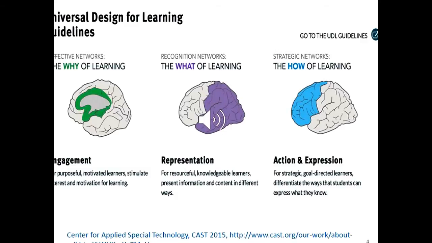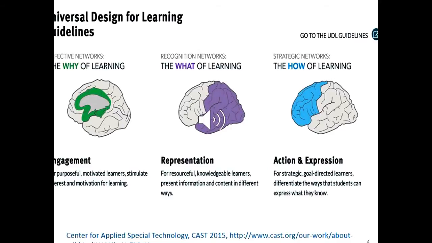The final aspect of UDL is the how of learning, and that's through action and expression. This means having options in the ways in which we demonstrate that learning has occurred. We all have unique strengths and weaknesses, and like my earlier example about learning preferences, these strengths and weaknesses aren't constants that define us. Rather, they're changing all the time.